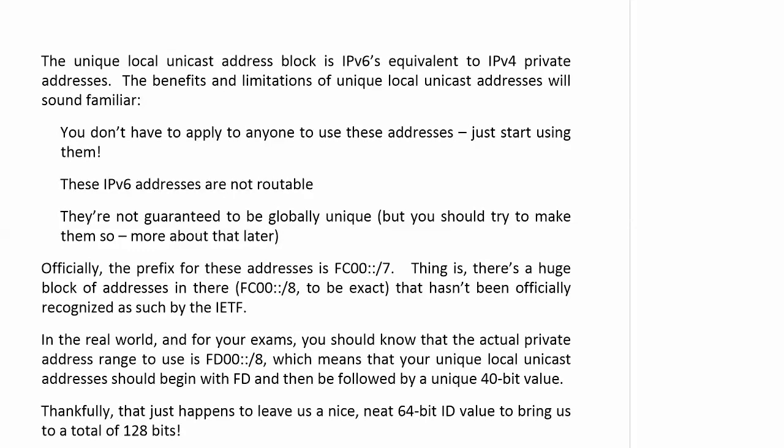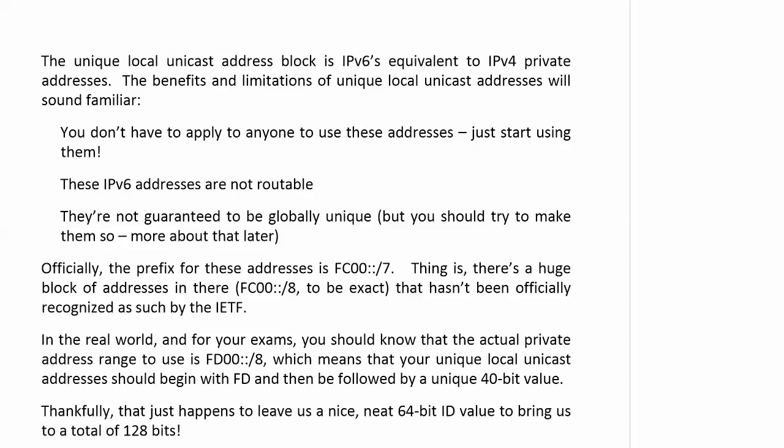And this block of addresses is IP version 6's equivalent to the private address ranges in version 4. It's just that we don't have 3 ranges to memorize, all with different masks. We've got one block address to memorize, and I'll tell you what that is in a moment and how we got there. But the benefits and limitations of unique local unicast addresses, this should sound familiar.